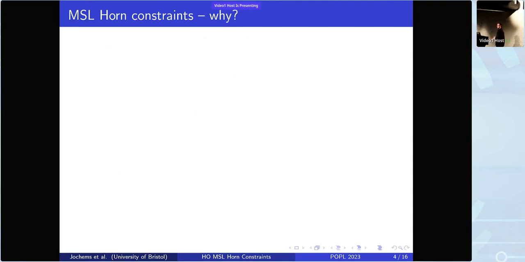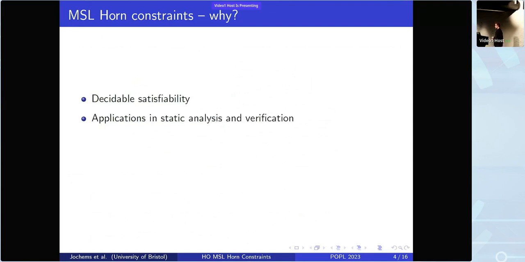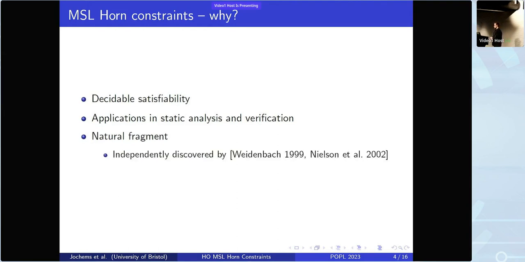So why are we interested in this fragment to begin with? First and foremost, because it has decidable satisfiability, unlike first-order Horn clauses in general. And what's the point of having a decidable problem if you can't actually use it in practice? So it does have applications in static analysis and verification. And there's also something natural about this fragment. It doesn't feel contrived or artificial. And this is witnessed by the fact that it was discovered by at least 2 different groups of people independently.